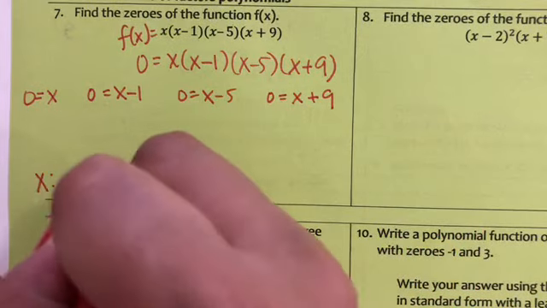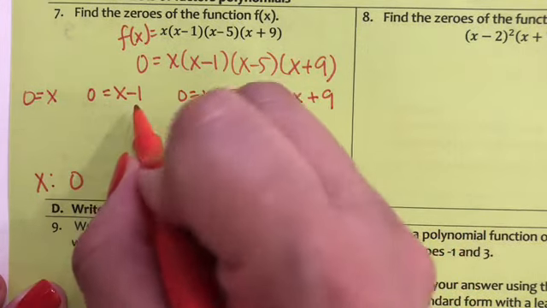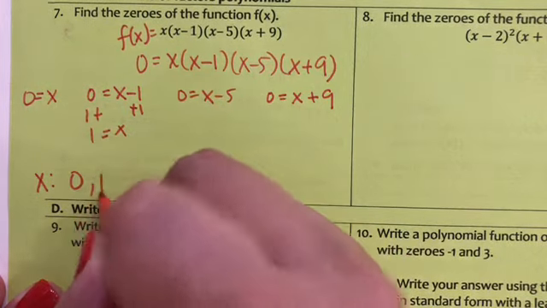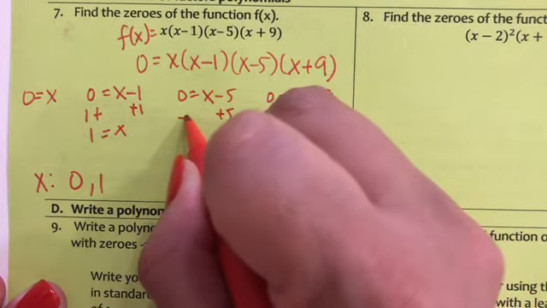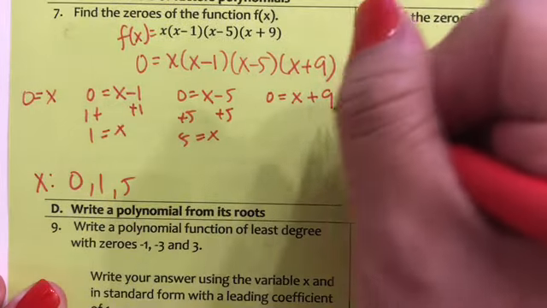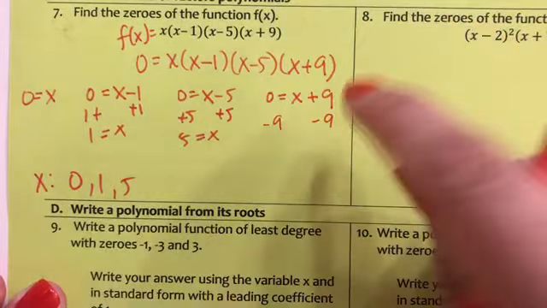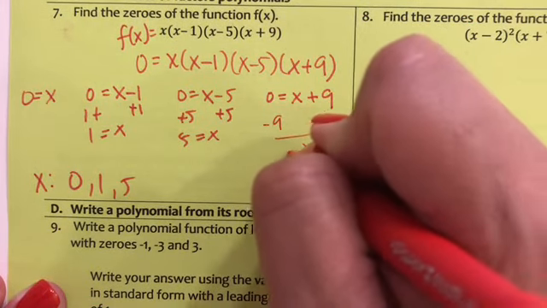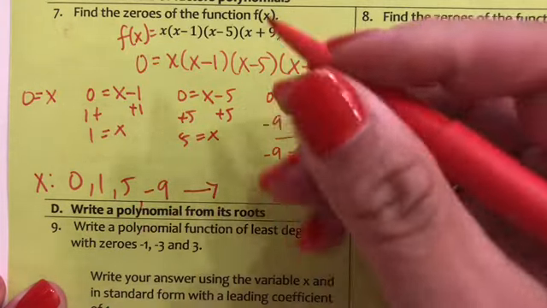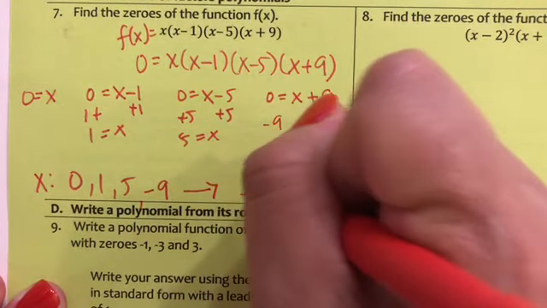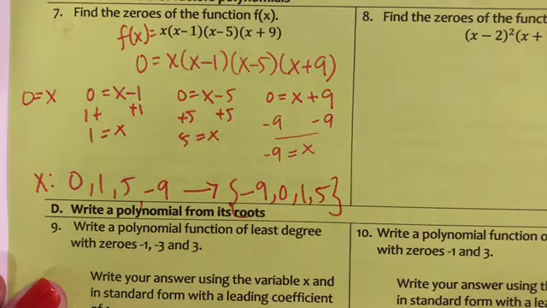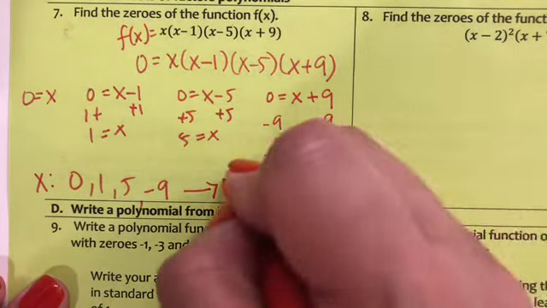So x equals 0. You're going to add 1 to both sides, add 5 to both sides, and then you're going to subtract 9 from both sides because that's a positive. It should be written in order, so it should be negative 9, comma 0, comma 1, comma 5. And those are all your zeros.